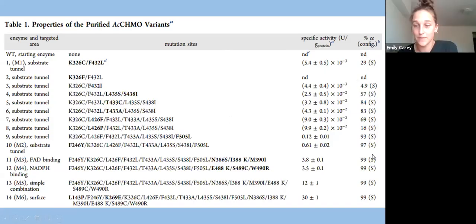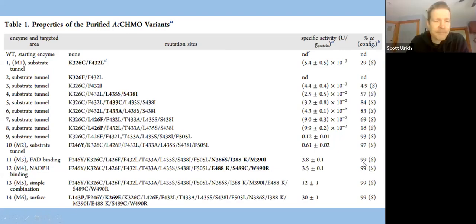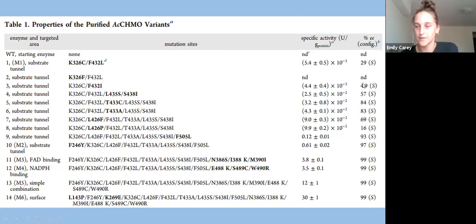I'm guessing any of these with the 99% EE is the best because it basically shows 100% the S configuration. Yeah. I mean, obviously these are pretty great too. This is horrible. This is the absolute worst. But these are fantastic. So I guess any of these.